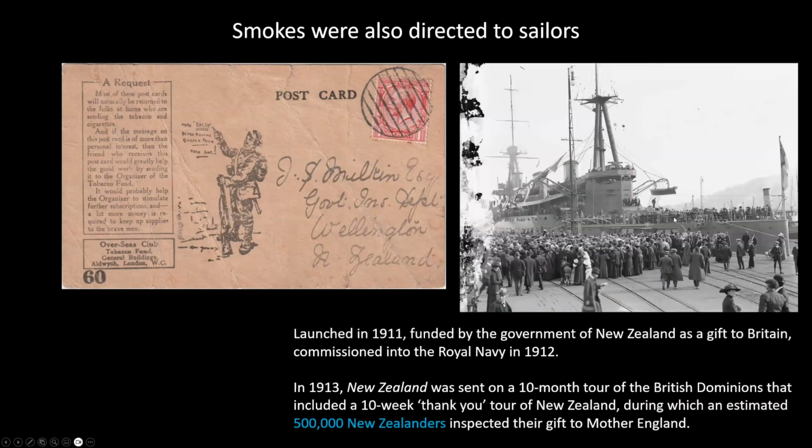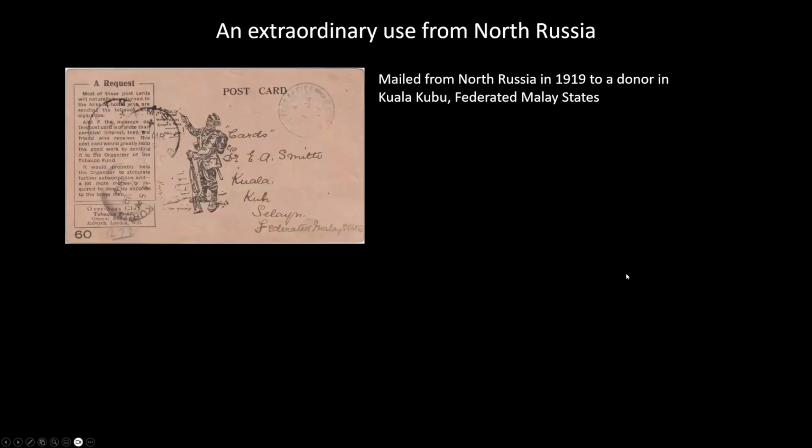So in fact, the sailor had been on the ship when she came to New Zealand in 1913. He was still on the ship in 1916 when this card was mailed. And I imagine that the donor who lived in New Zealand, so this was mailed back to a donor in New Zealand, was probably one of the people who had gone onto the ship in 1913 when it was touring New Zealand as part of this inspection tour. So that's a really cool story behind this particular postcard.